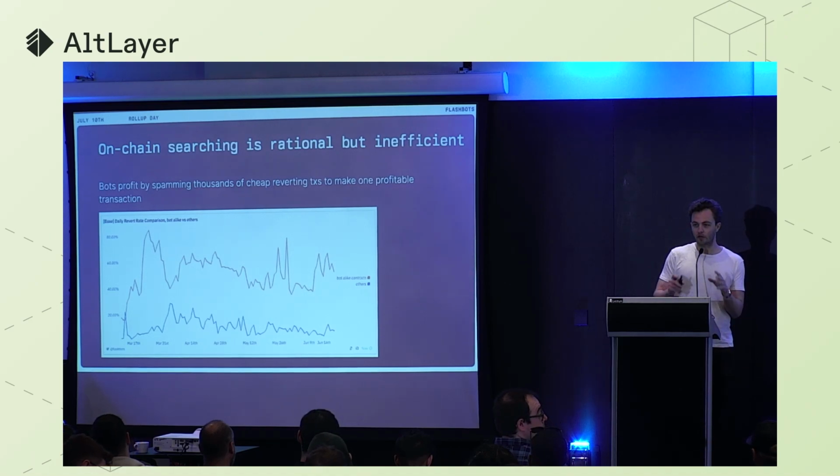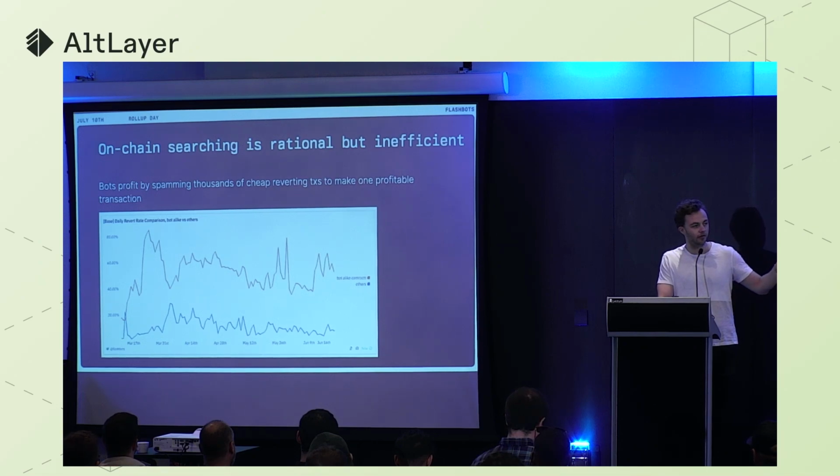So you'll implement a smart contract that looks for ARBs on chain, and you'll eat 1,000 transactions that fail at 1/100th of a cent in order to make one ARB probabilistically that makes $10,000 or something like that. Those are sort of the economics that we're talking about.